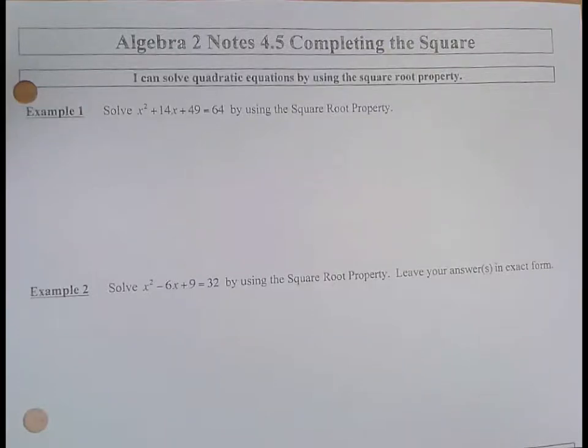Completing the square, solving quadratic equations by completing the square. So completing the square as we go through it, again, I know I say this a lot, if some things seem like review, this was covered in Algebra 1.